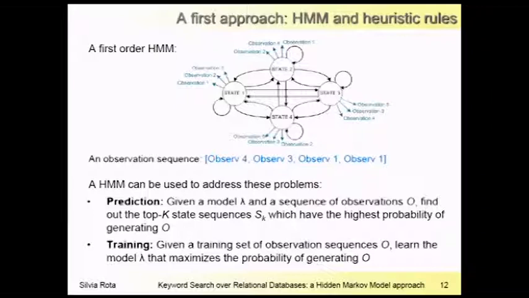So what can we do with a hidden Markov model? Usually, hidden Markov models are used to address 3 problems. We address 2 problems that are related to our context and that are a bit different from the original problems. The problems of interest are prediction: we want to use this model to predict the top-k sequences of states that best match a given sequence of observations. And on the other side, we want to maximize the model performance, so we need to use training to optimize the model parameters.